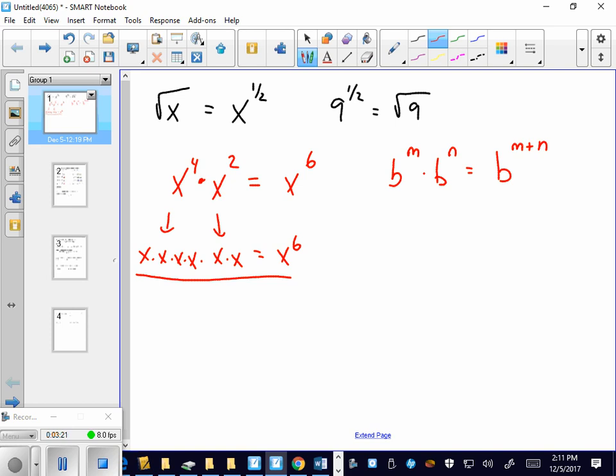The reason we do it that way is because while you could really easily write out those 6 x's right there, you don't want to do it if the exponents get really, really large. We don't want to write out 17 x's and another 34 x's or something like that. You would just know you're going to add the exponents.